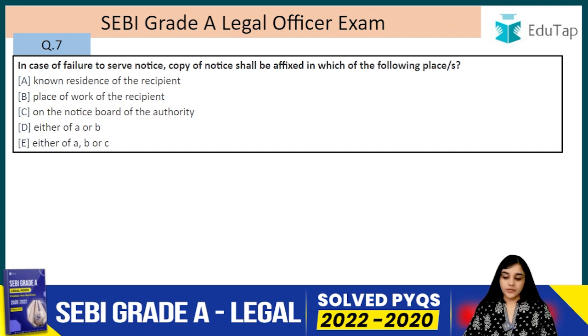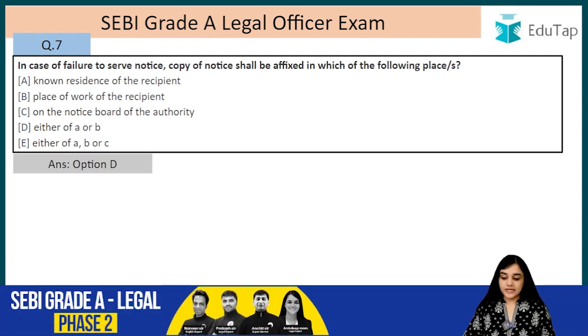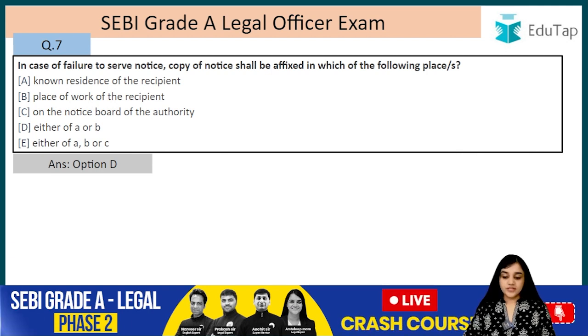Question number 7. In case of failure to serve notice, copy of the notice shall be affixed in which of the following places? This we have just done. It is option D, that is either A or B. Known residence of the recipient, place of work of the recipient.